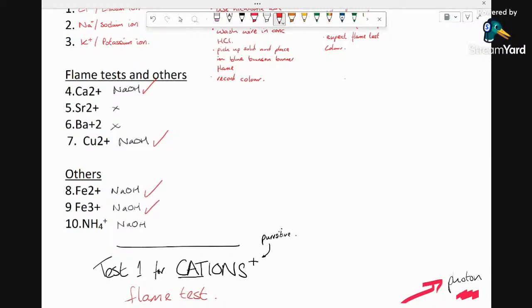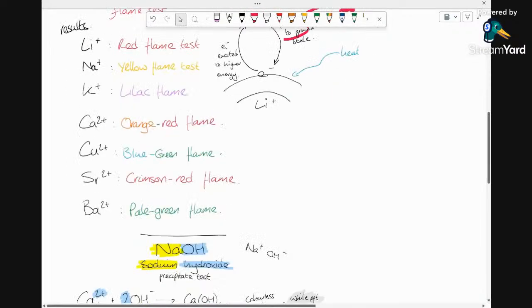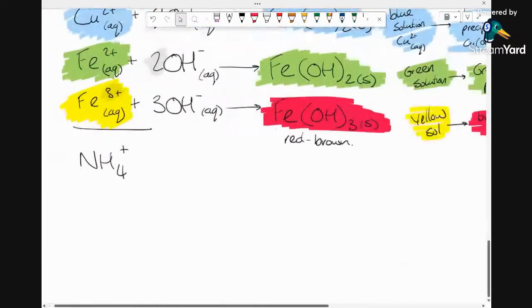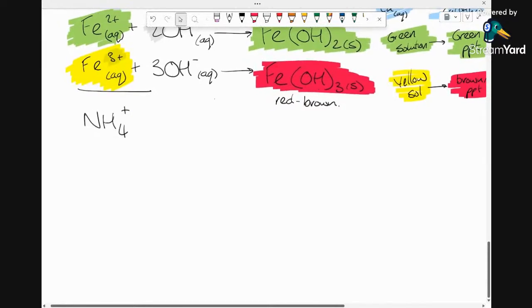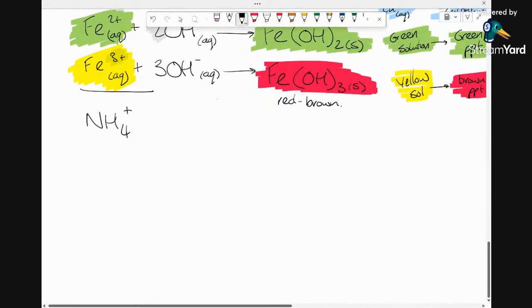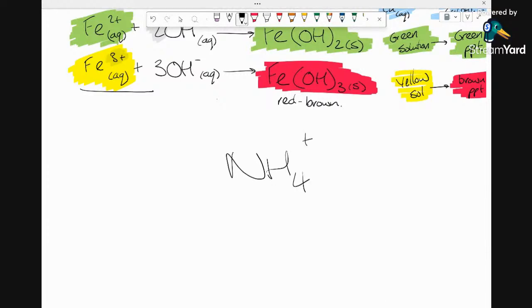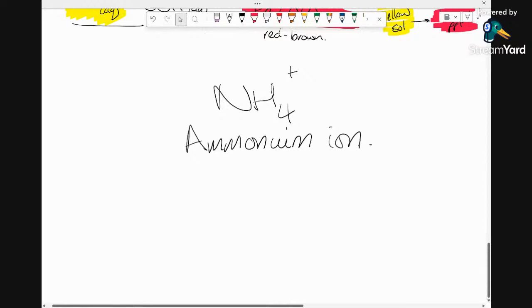Okay, so now we've got this ammonium ion sticking out at the bottom. This is still in the sodium hydroxide test, but this one is slightly different. Ammonium has a 2-step process. So we test for ammonium, NH4+. This is called the ammonium ion, rather than ammonia, which is NH3 gas. This is ammonium, NH4+.